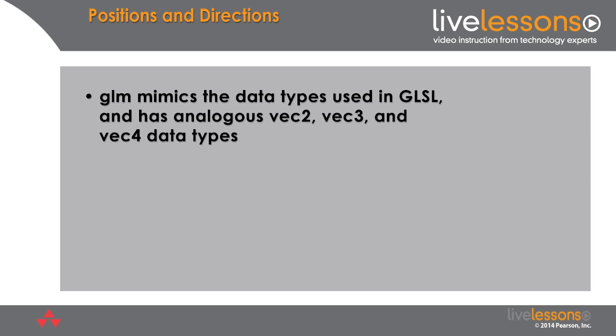And GLM mimics the data types used in GLSL and has analogous vec2, vec3, and vec4 data types. This concludes our first look at vectors. In the next lesson, we'll discuss matrices.